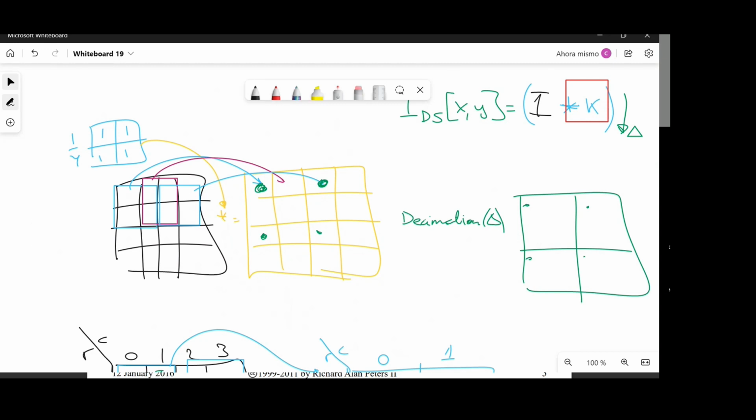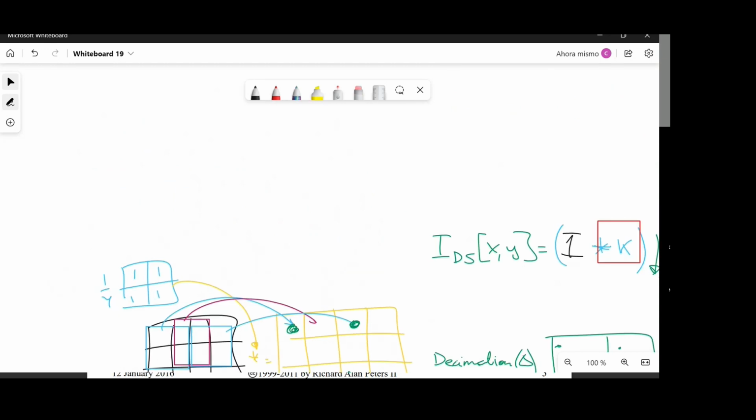Which is the best kernel that you can have? This is sinc. So, instead of this one, you have a better kernel that I don't know how to draw, but it is a sinc, a sinc in both directions. What is the Fourier transform of this kernel?